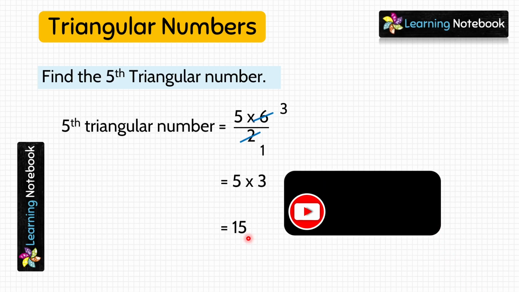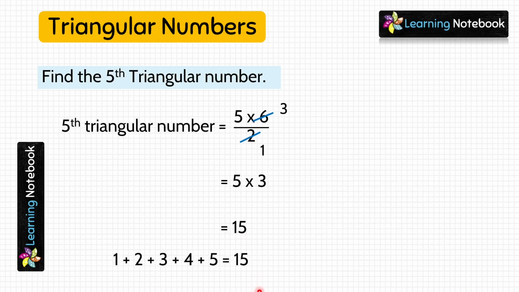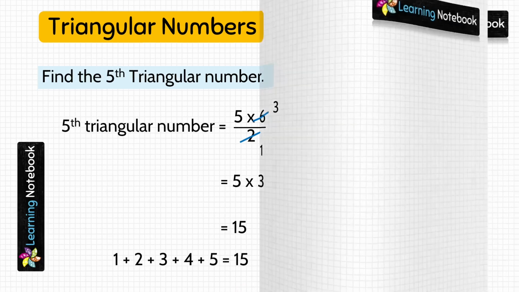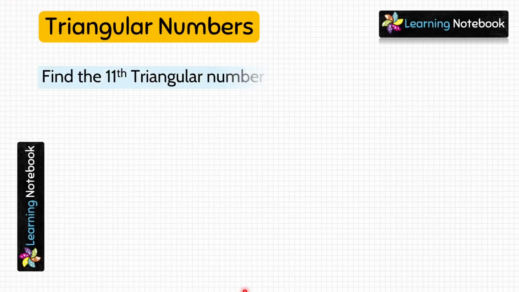Students, you can add the first 5 numbers and you will get the sum as 15 only. So this shortcut method is very easy and useful to find any triangular number. Let's do one more question. Find the 11th triangular number.